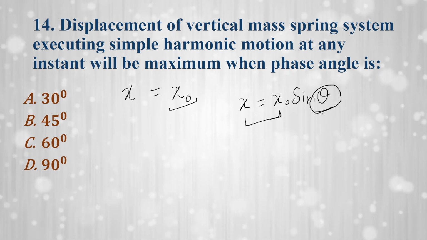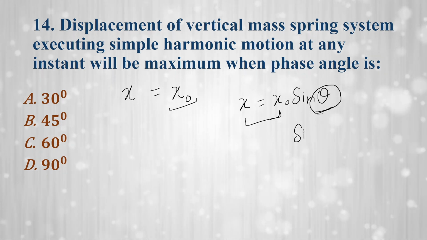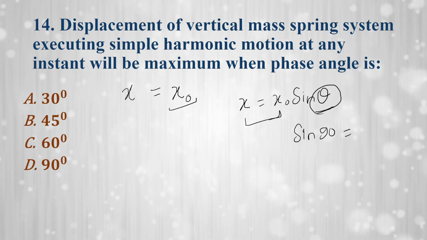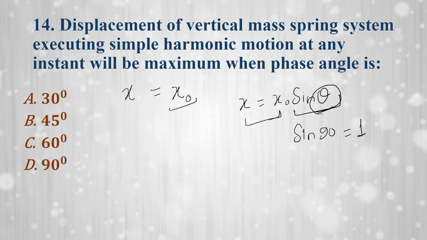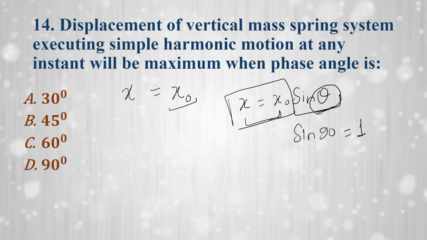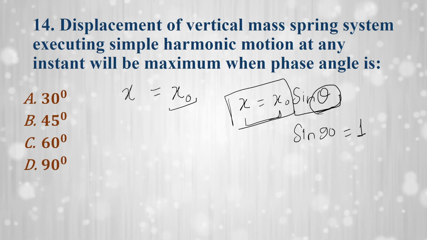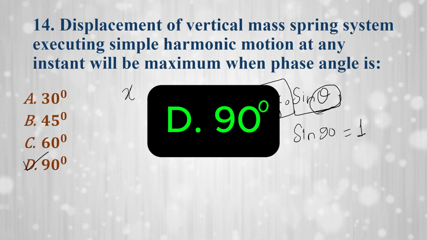So we know that sine is maximum at 90 degrees. It gives one answer. So sine 90 is 1. So at 90 degrees the displacement of that particular vertical mass spring system at any instant will be maximum. So the correct option is 90 degrees.